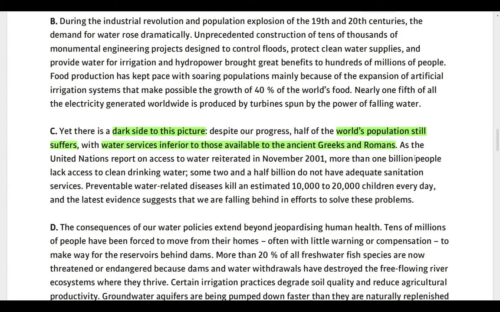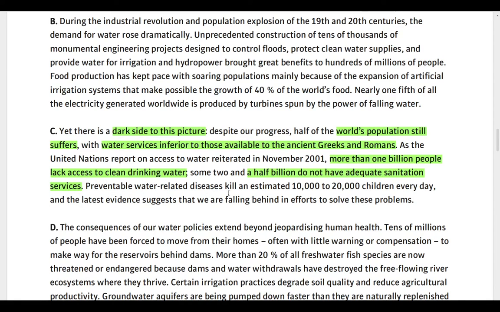That's number one. As the United Nations report on access to water reiterated in November 2001, which means the United Nations reported several times that people have to access water. More than 1 billion people lack access to clean water. So more than 1 billion people lack access to clean drinking water. That's number one. Number two. Some 2.5 billion do not have adequate sanitation services. So 2.5 billion don't have a sanitation service.